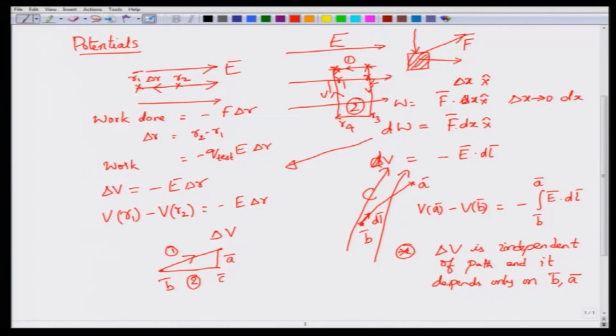Again, when I move from R4 to R1, there is no work done because the charge is moving perpendicular to the electric field. Okay. So, this is a plausible explanation for this one. You can show mathematically that this statement actually holds for electrostatic configurations. Okay. So, electrostatic fields have this property that the potential difference is independent of the path and depends only on the initial and final points.